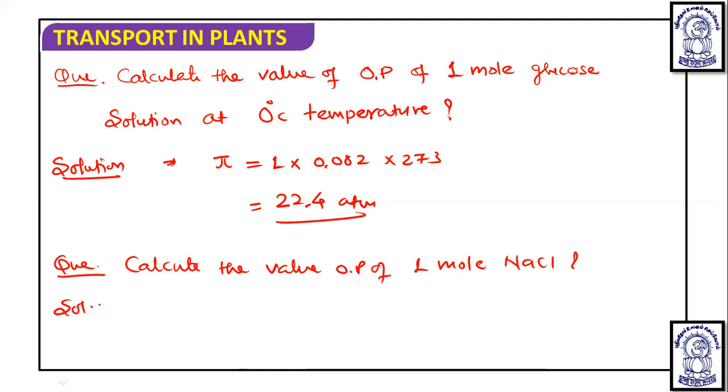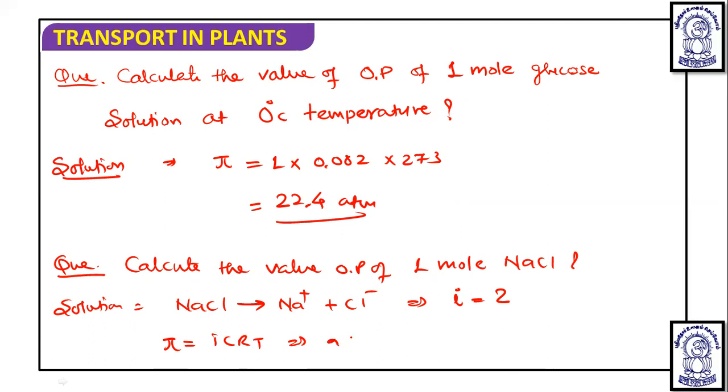Now in solution, NaCl gets dissociated into Na plus and Cl minus. So here the i, that is the van't Hoff factor, becomes 2. So here pi is equal to iCRT. Here i is 2 and CRT will be 22.4, so it is going to be 44.8 atmospheric pressure. And this 44.8 atmospheric pressure is the pressure of the solution.